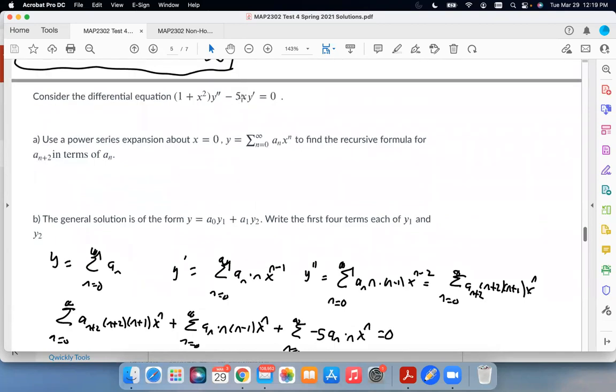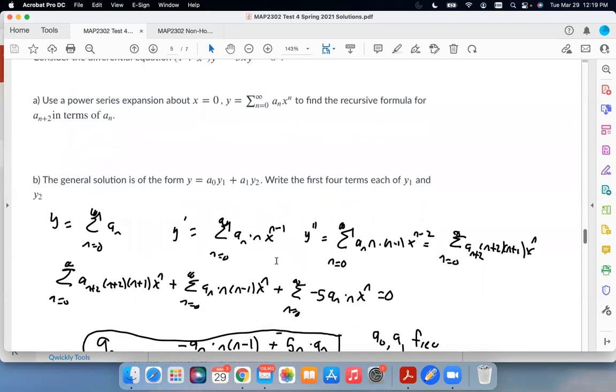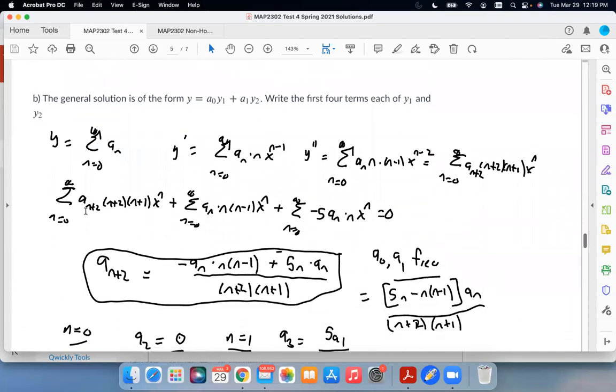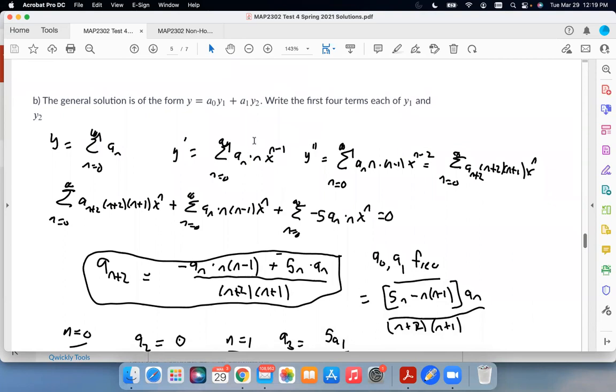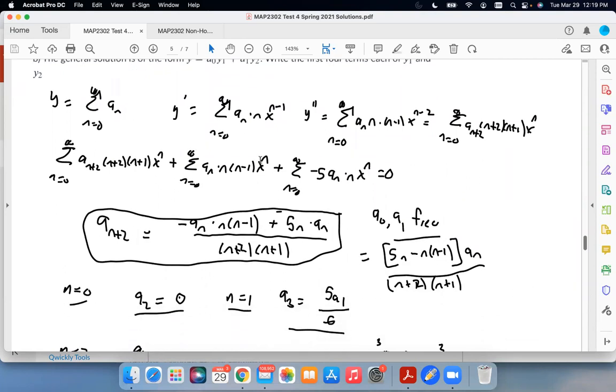And then looking here, I've got an x multiplying y prime. So I don't need to play any kind of games with this guy. X times y prime will bring this back up to an x to the n. Everybody's going to have the same power. Okay, so here's the 1 times this plus the x squared times this one, and then minus the 5x times this one. Everybody has x to the n. Everybody starts at 0.